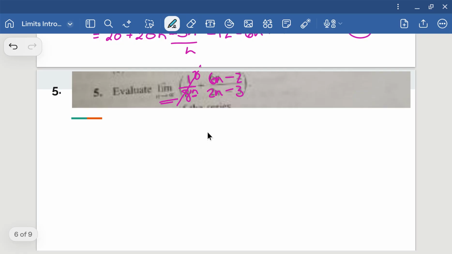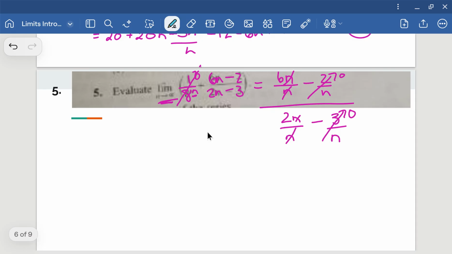Then the hint here is to divide everything by your highest exponent, which is n to the power 1. So we'll have 6n divided by n minus 2 divided by n all over 2n divided by n minus 3 over n. Now, if you again plug in that limit as n tends towards infinity, these numbers will tend towards 0, and the first terms of each, the numerator and the denominator, the n's cancel. So you just get 6 over 2, and this whole thing simplifies to just 3.